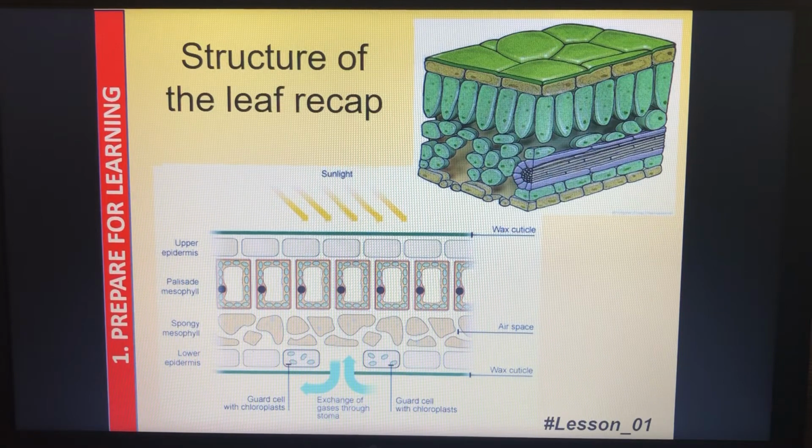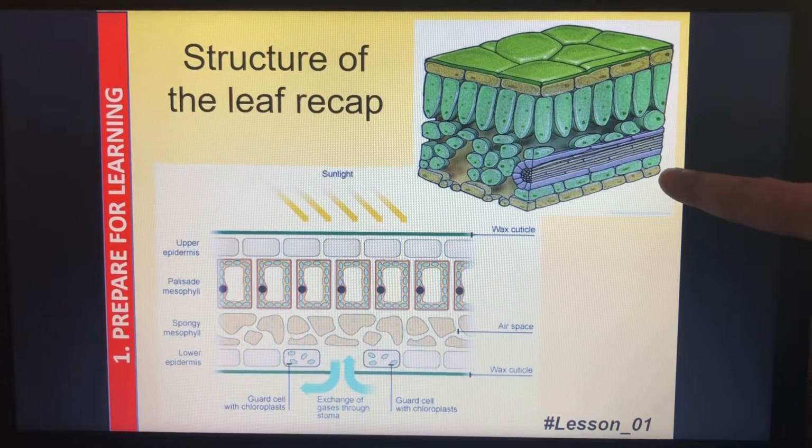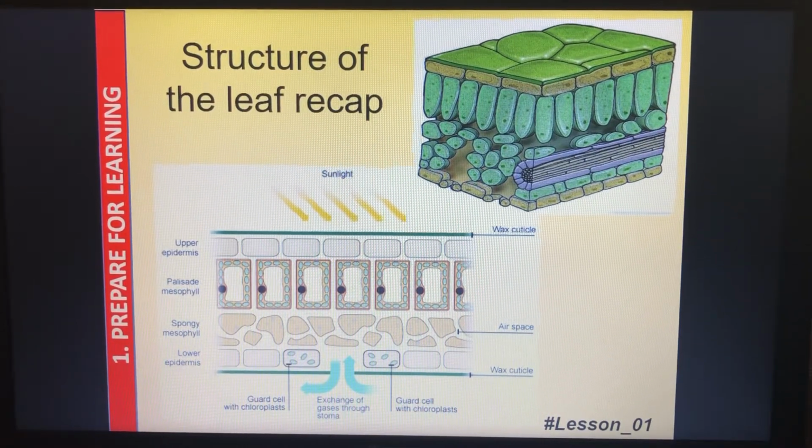We're just going to do a bit of a recap, a reminder of some of the things we learned in B1. And we're just looking here at the structure of the leaf. So we've got a 3D image of the leaf on the top right there with the waxy cuticle on the top. It's waterproofing, prevents water loss from the top of the leaf. We've got the upper epidermis and the lower epidermis, which have cells there to protect the leaf.